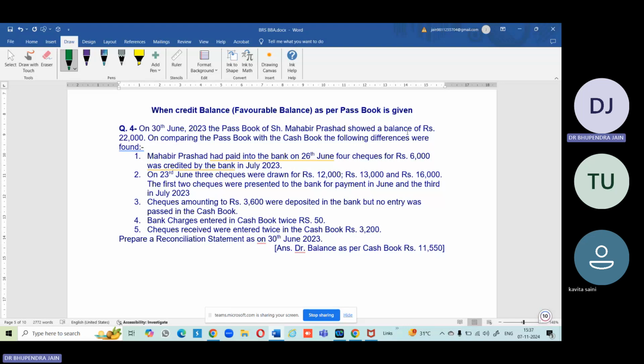Prepare a reconciliation statement as on 30th June 2023.